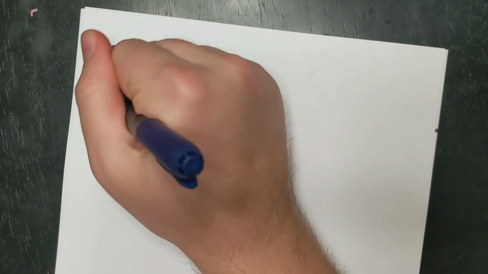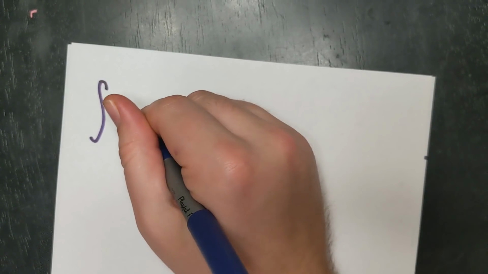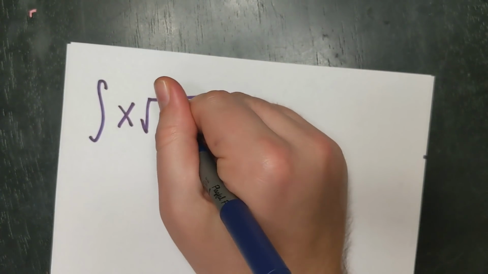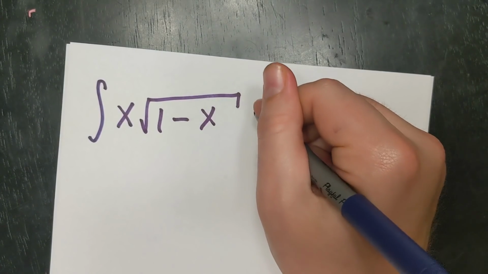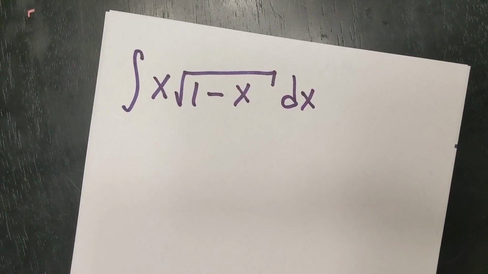Okay, let's do the next one. What is the antiderivative of x times the square root of 1 minus x? And here you probably really do need the u. It's pretty tough without it.